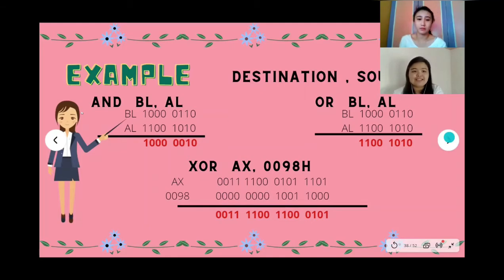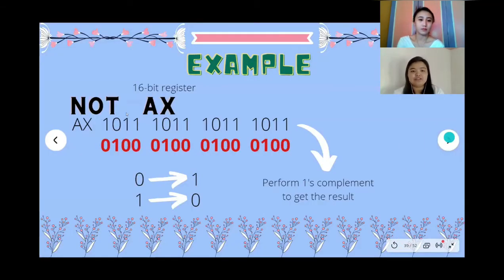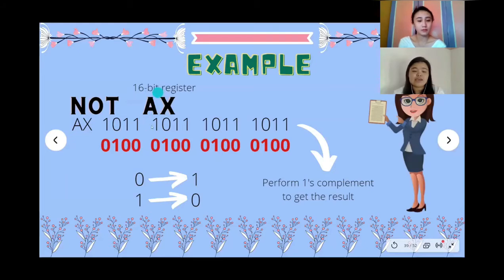So, lastly, NOT. I have here NOT AX, which is a 16-bit register. So, suppose this is the bit value. This is just a complement. So 0 becomes 1, and 1 becomes 0. So, we perform the complement to get the result. So, this is the result. And that's all.